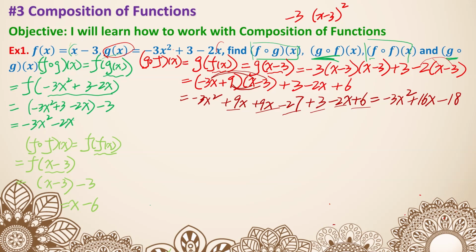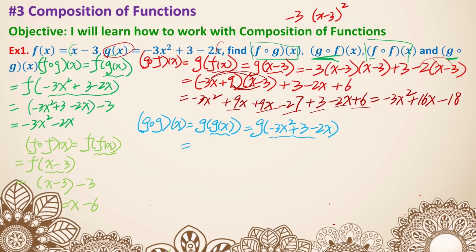Okay. Last one, the most complicated one, is gog. So that's why I left enough space. G of g of x. Okay, so first, I'm going to need to replace the inside g. That is negative 3x squared plus 3 minus 2x. Okay, now I'm going to start writing. Wherever I see x, I need to replace x with that. That's why it's complicated, because it's 3 terms already.